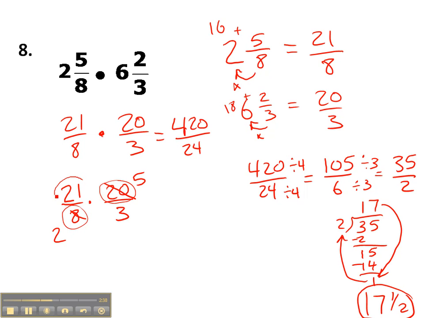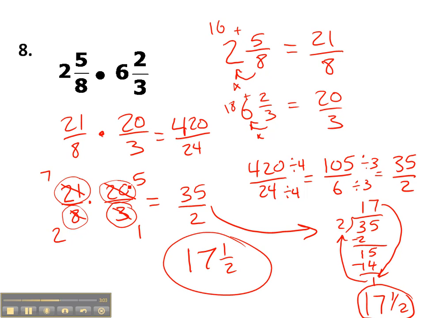Now I look across this other diagonal, and I see that I have 21 in my numerator, 3 in my denominator, so I have a common factor of 3. 21 divided by 3 is 7, 3 divided by 3 is 1, and now I multiply across. 7 times 5 is 35, 2 times 1 is 2, so we're at this point right here, 35 halves, 17 and 1/2.